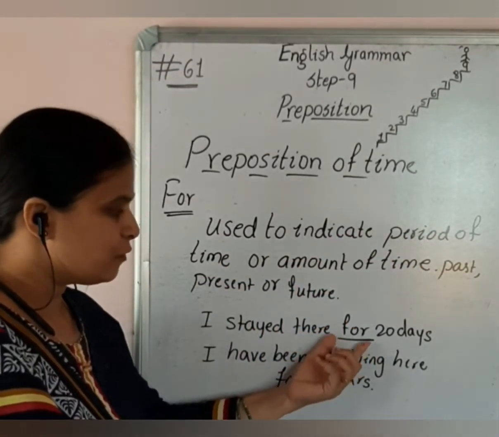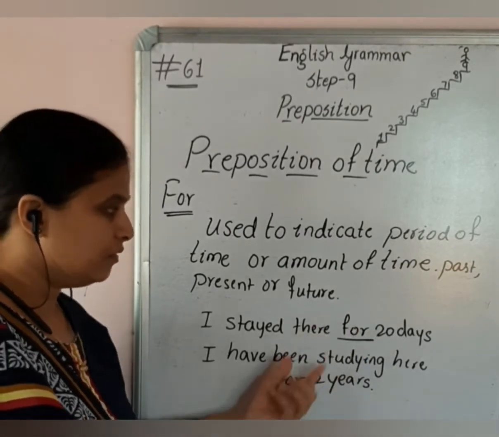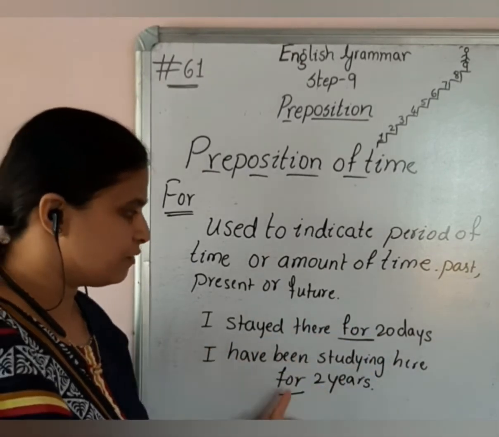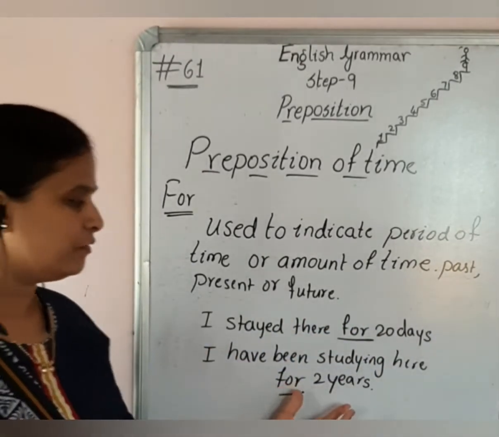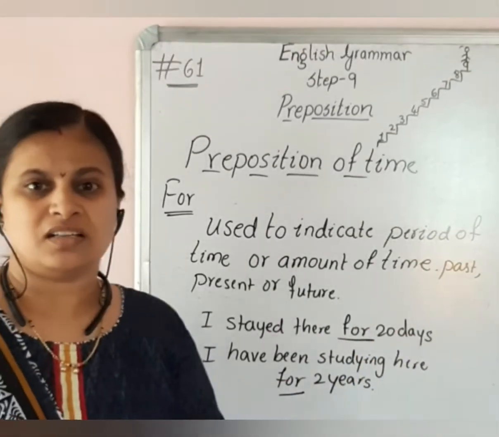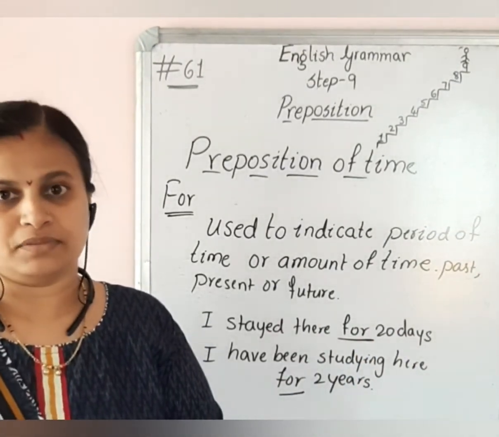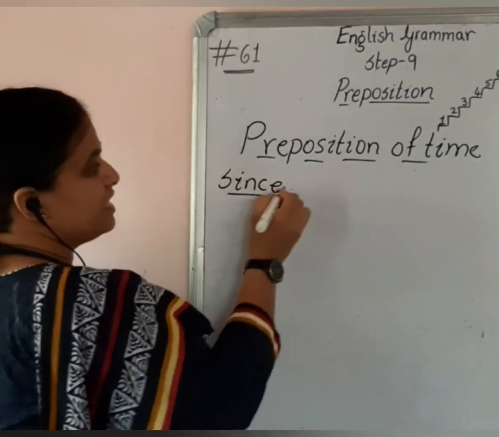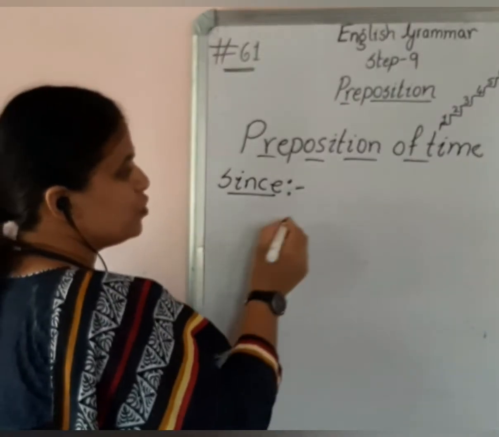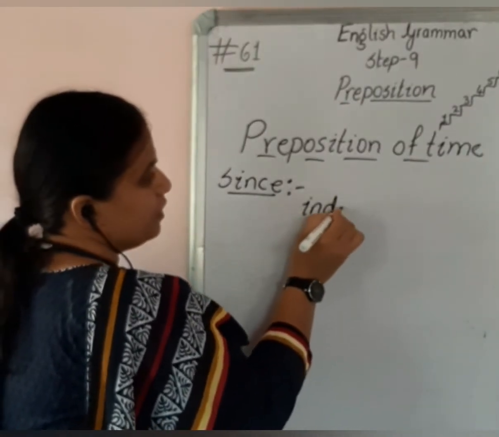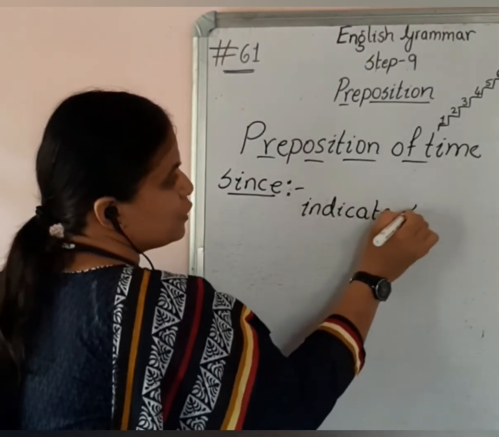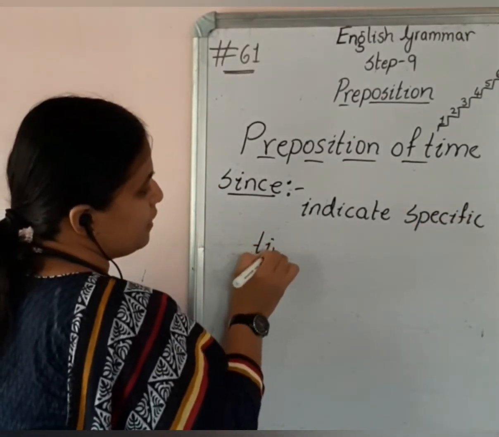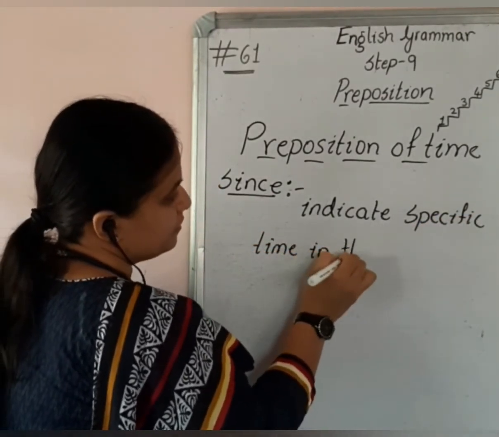So here we have used for to indicate the period of time. So I stayed there for 20 days. I have been studying here for 2 years. So okay, period of time is mentioned over here. Let's have a look over the next example. When is this since used as a preposition of time in the sentence, and why is it used? It is used to indicate a specific time in the past.